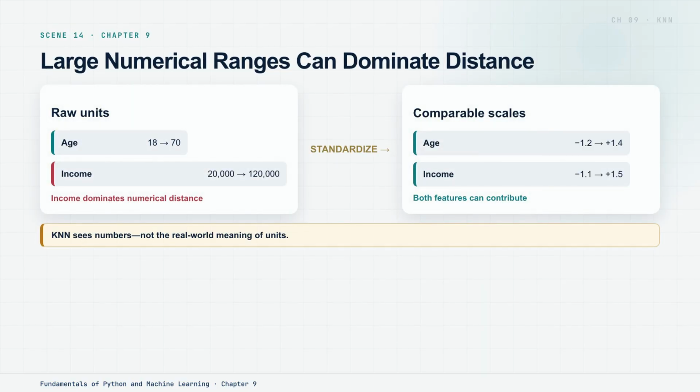Feature scaling is essential for KNN. Suppose one feature is age, ranging from 18 to 70, while another is income, ranging from 20,000 to 120,000. The income differences are numerically much larger. Without scaling, income may dominate the distance calculation even when age is equally important to the problem. KNN does not automatically understand the units, it only sees numbers. Scaling places numerical features on more comparable ranges so that distance is not controlled by the largest measurement scale.